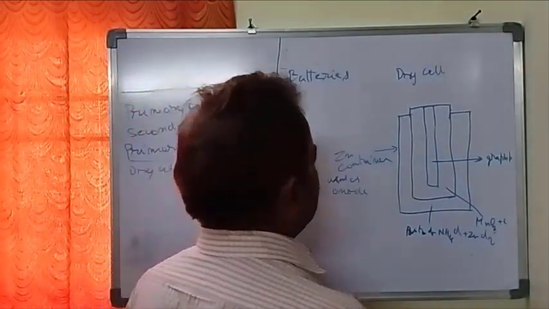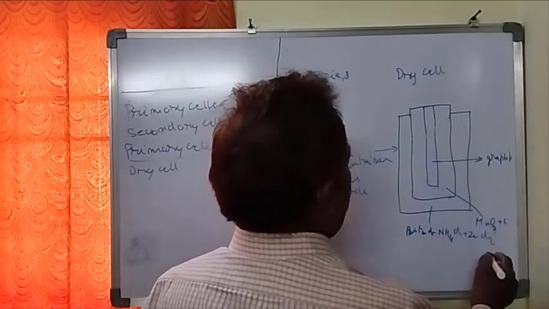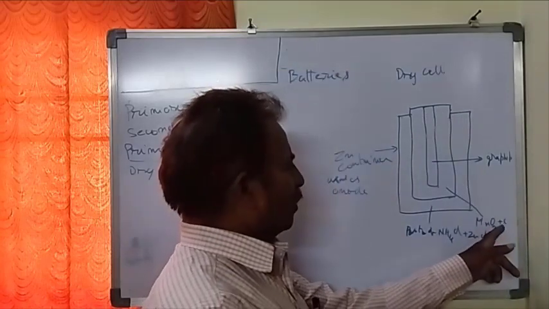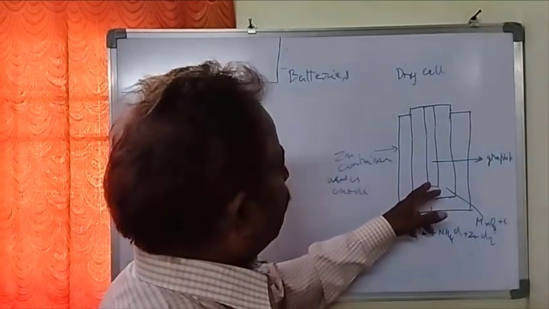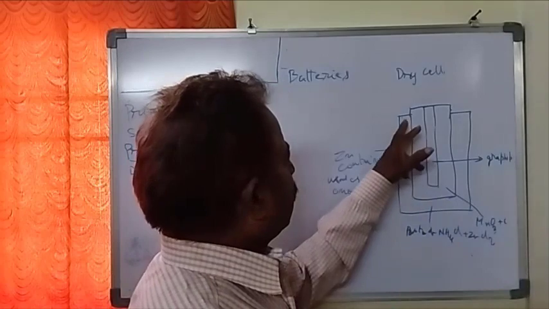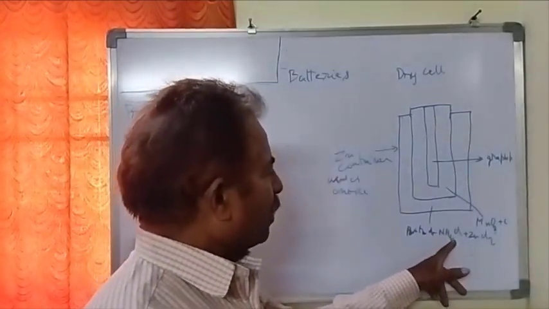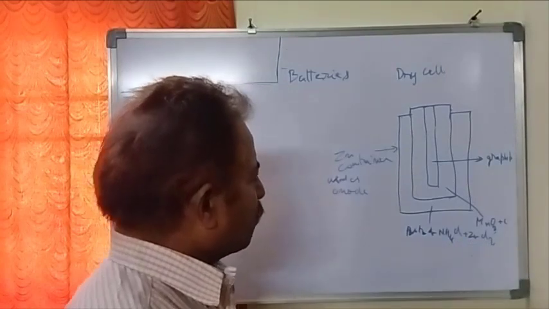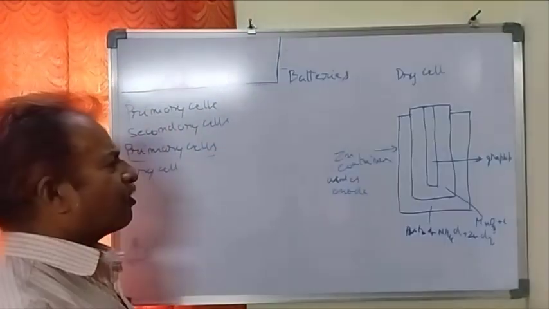Now, in between, this is the zinc. The graphite rod is surrounded by a mixture of manganese oxide and carbon. Carbon means graphite powder. In between the manganese oxide and carbon and the zinc container, a paste of ammonium chloride and zinc chloride is filled. So this is the construction of the cell.